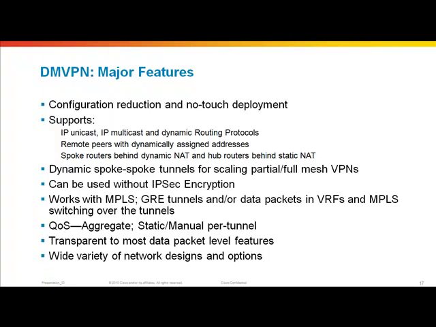NHRP supports the concept of dynamic spoke-to-spoke tunnels. In a base DMVPN network, we build out a base hub and spoke network. Spokes connect into a hub. With dynamic spoke-to-spoke tunnels, if I have traffic from spoke 1 to spoke 2, instead of having to send the traffic from spoke 1 to the hub and then the hub back out to spoke 2, DMVPN can find and build a direct spoke 1 to spoke 2 tunnel and send the traffic directly, bypassing the hub.